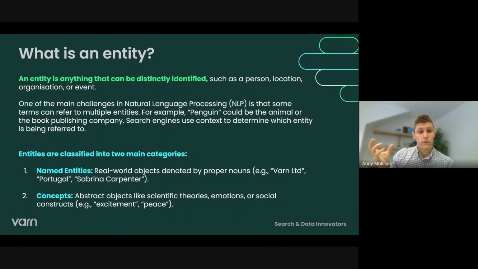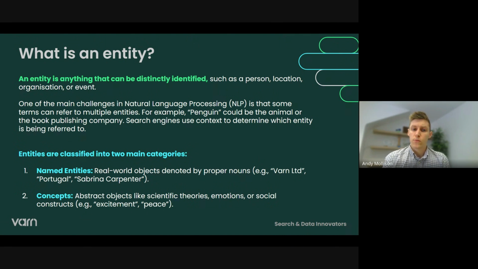So we need to think about entities, because that's what AI is going to relate to when it comes to trying to put together an answer for whatever that person has searched for. An entity is anything that can be distinctly identified. It can be a person, a location, an organization, an event, a brand, a thing, an animal, anything you can think of as a thing. One of the challenges when you're talking to an AI is that some things can be multiple things. For example, penguin could be the animal, or it could be the book publisher. So how does it know what it is that you are specifically looking for?